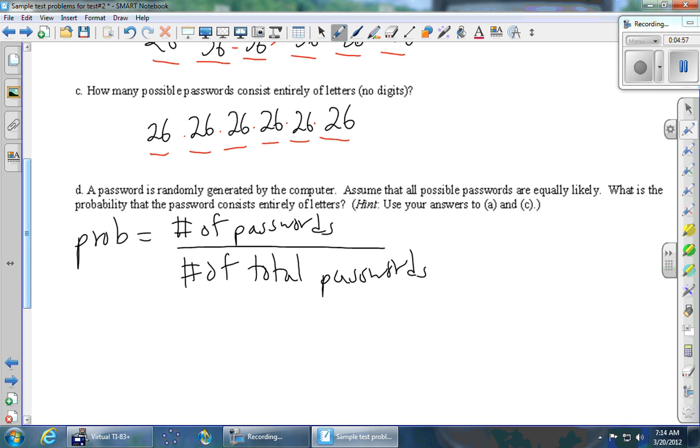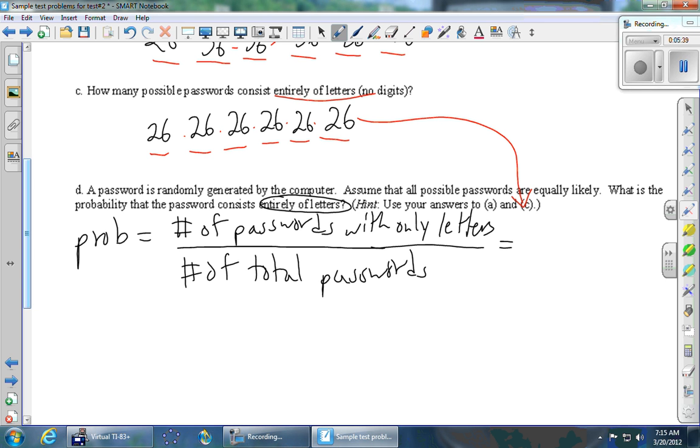So to fill in the rest of the top, we have to decide what's considered a success here. We want the probability that the password consists entirely of letters. So the top is a number of passwords with only letters, no digits. So again, our definition of probability is the number of ways that the thing can happen divided by the number of ways that anything can happen. So I think we've translated that to this password problem. And now we have to fill in the numbers. So the number of passwords with only letters, well, that's exactly what we found here.